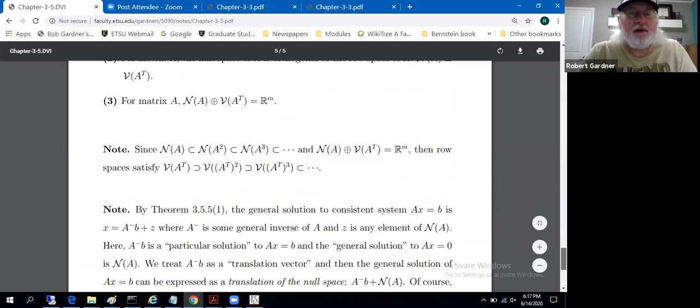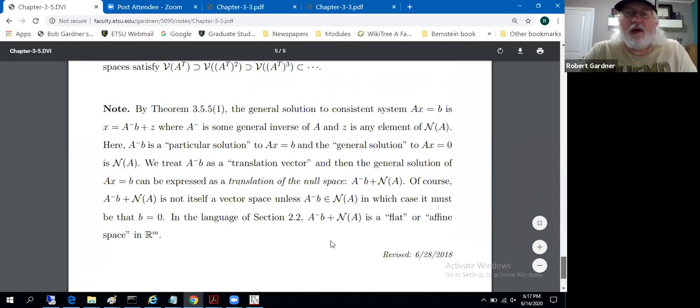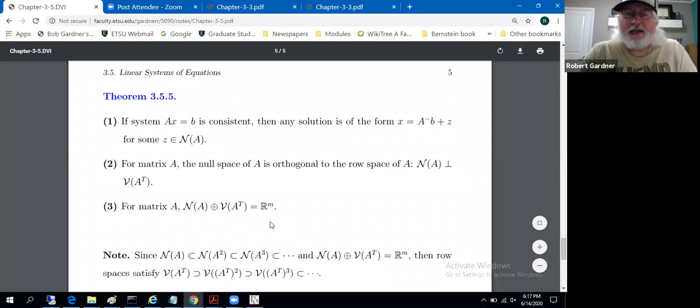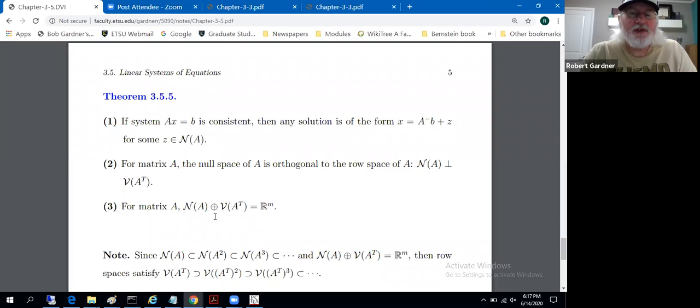This is not unrelated to things we've done earlier. We're dealing with some direct sums and some orthogonal vector spaces. We must be dealing with orthogonal complements in some setting. The story here is if we have a consistent system AX equals B, any solution to that system is of the form X equals the generalized inverse of A times B plus Z, for some Z in the null space of A. This, I suspect, you did in linear algebra.